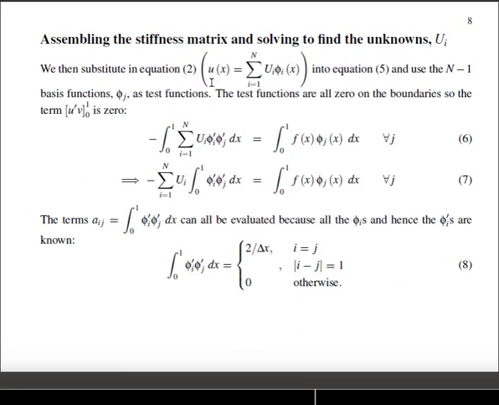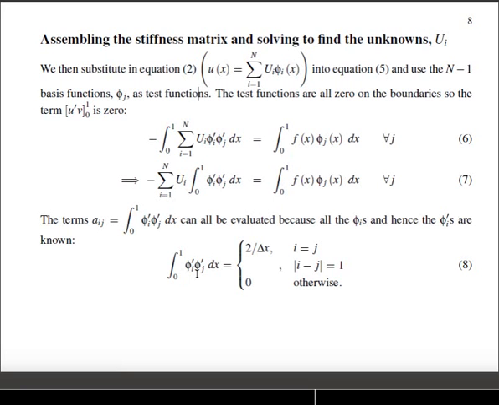So substituting this term into the Poisson equation, we get this equation. So that's the integral of U multiplied by V, a test function, is equal to the integral of the function on the right-hand side multiplied by the test function. That holds for all test functions j. We can take the U's outside the integral, because these are fixed in space. And now this term we can evaluate because we know what all these test functions are.